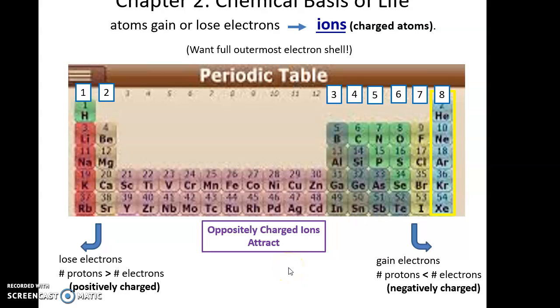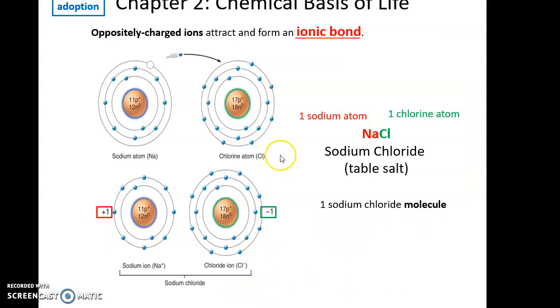And it turns out that oppositely charged ions attract. So electrochemistry, opposites attract. These positive ions are attracted to the negative ions and the reverse. And this allows for something called ionic bonding. Ionic bonding is a type of chemical bond, again, where oppositely charged ions are attracted to each other. And it occurs via what I refer to as electron adoption.